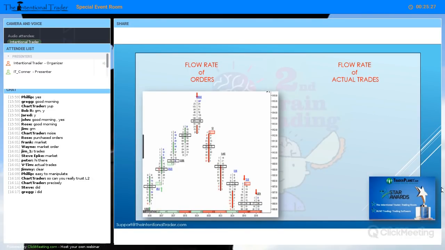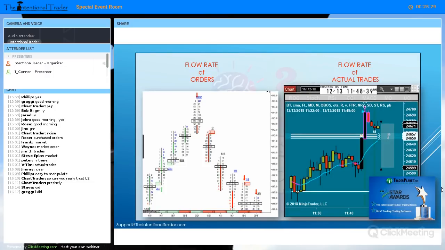Instead, we look at the actual flow rate of trades that have been processed through the market. That's the only way to know for sure what the big boys are doing, what the manipulators are doing. What orders did they actually trade?